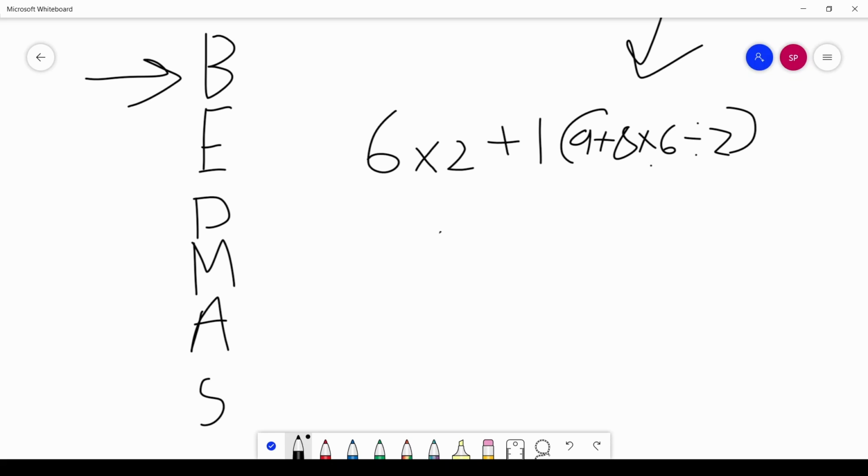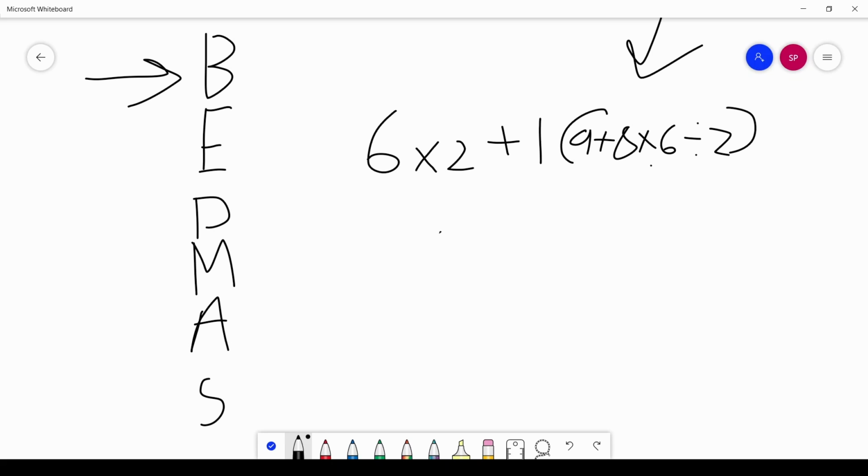So here's our equation. As we can see, it is as follows: 6 times 2 plus 1, bracket, 9 plus 8 times 6 divided by 2. Now let's apply Bedmas to this. Obviously, B comes first, brackets. Let's solve the thing inside the brackets. Now, inside of the brackets, we apply Bedmas once more.